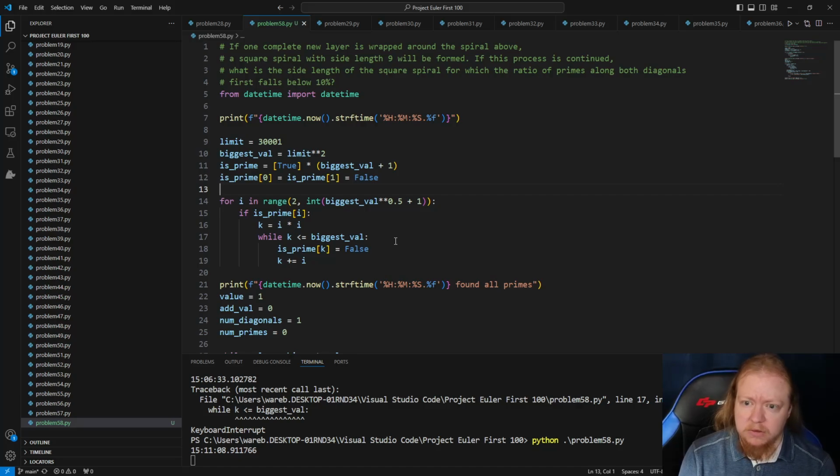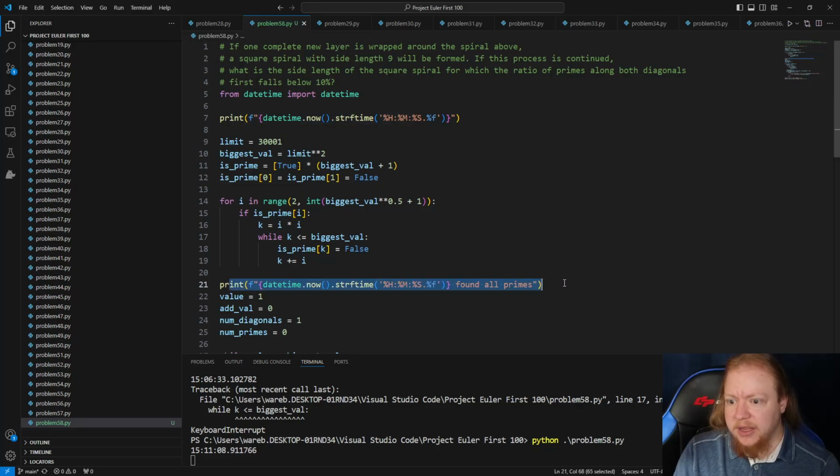This is obviously one of the most efficient ways of finding primes that there is, and what we're learning here is it is not efficient enough for this problem. Because as you can see, it's been a minute already, and we haven't hit this line. So this is our slowdown.